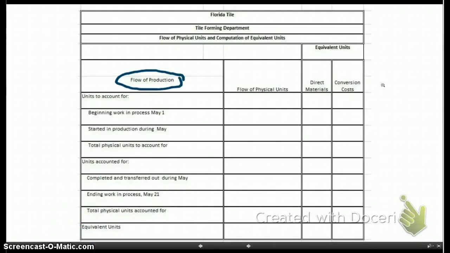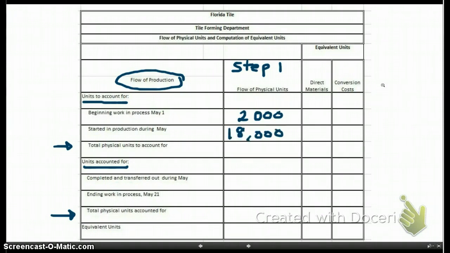So, points to note: in your flow of production, your units to account for have to equal your units accounted for, which is what we talked about earlier. What goes in has to be the same as what comes out. Now you go to your data table and fill in your flow of physical units. How many units did they have for beginning work in process? This is step 1, by the way. You had 2,000 units. You had 18,000 started, therefore you had 20,000 total physical units to account for.